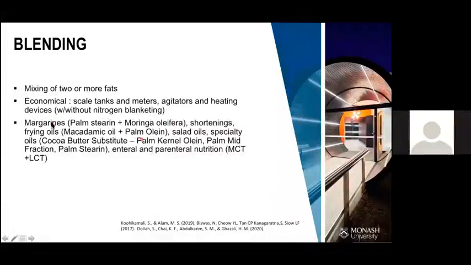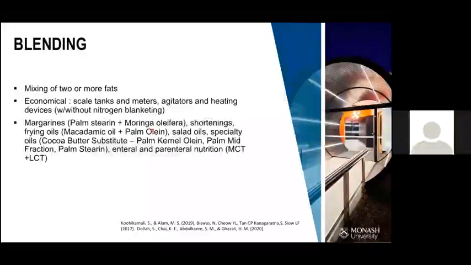According to the study, we can actually produce trans fat-free margarine by combining palm stearin, which is a hard stock, with soft oil, for example, Moringa oleifera oil. This is just one example. It can be other types of soft oil as well. When we combine these two together, we can create a plasticity effect in our oil, which means that our oil can be spread relatively easily. It will not flow, it is not too hard. So this is also one of the ways to produce margarine.